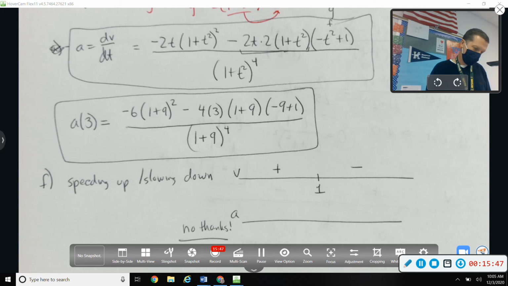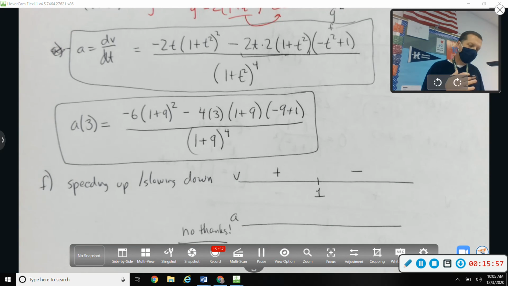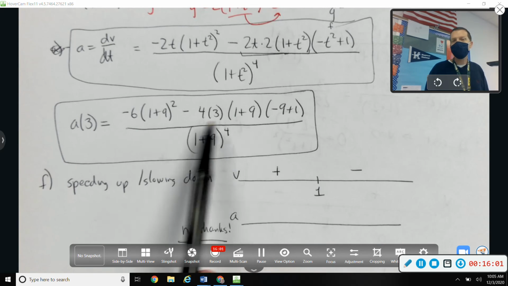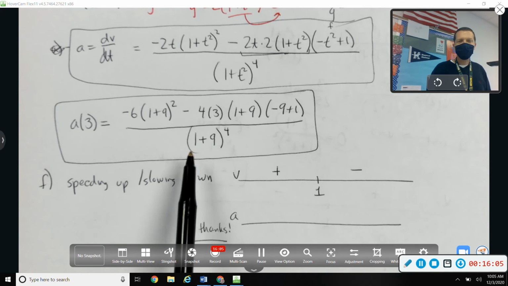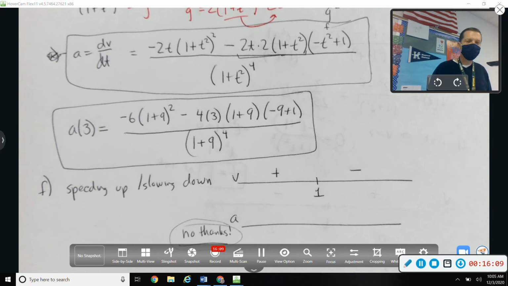And yeah, I don't want to do that. I don't want to mess with it. Because not only would you have to find where it's 0, then you'd have to test either side. Although I was going to say we tested 3, but not really. I don't know if that's negative or positive looking at that thing. Yeah. So we'll do that on another one that's not nearly as difficult.